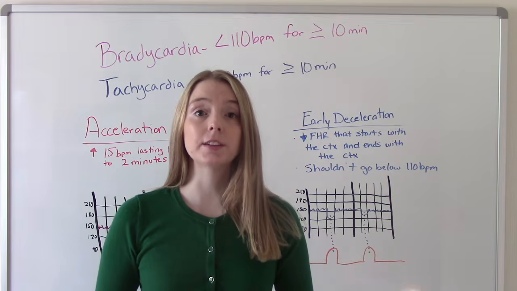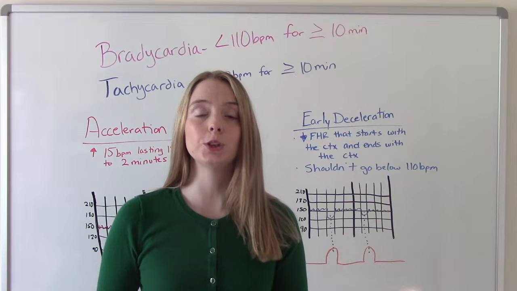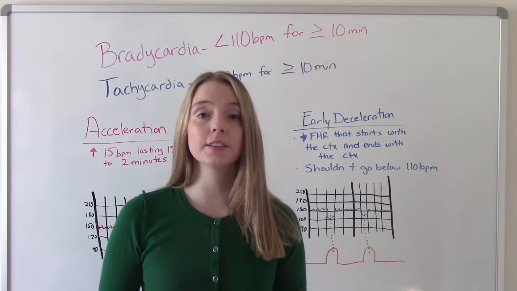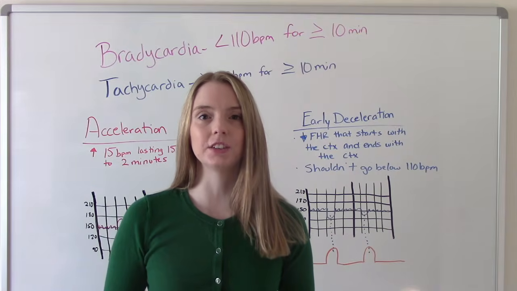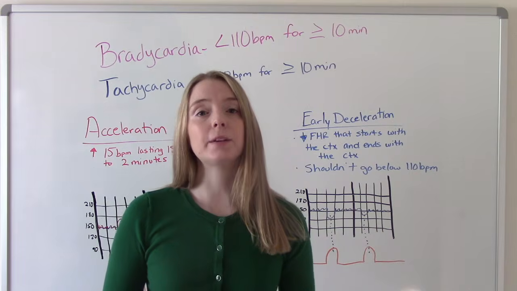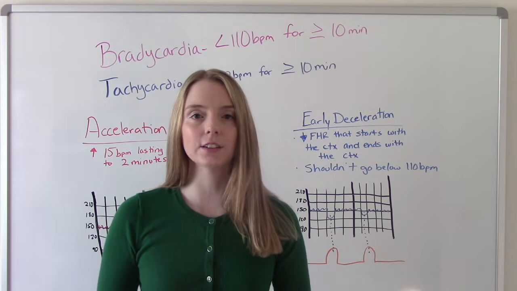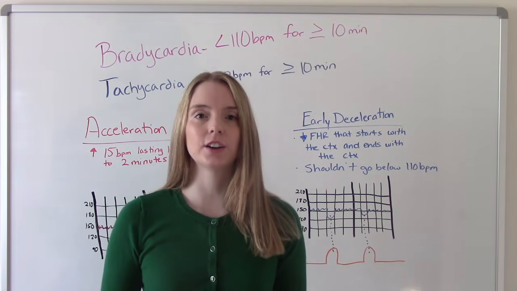Bradycardia is when baby's heart rate is 110 or less for greater than or equal to 10 minutes. Some causes of bradycardia can include anything that has to do with poor oxygenation to the baby. So maybe mom's a smoker, she has high blood pressure, maybe she's overdue and her placenta is starting to calcify. So anything that's going to cause a lack of oxygen to the baby is going to cause bradycardia.